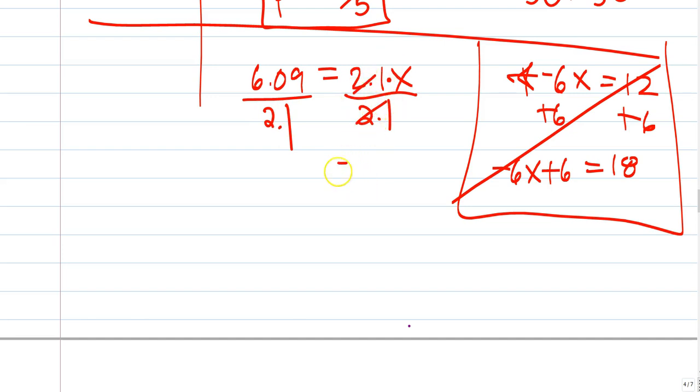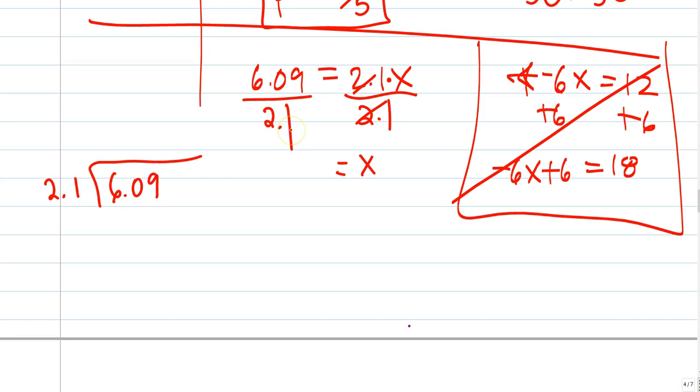They make 1x, or just x. 6.09 divided by 2.1 is not fun. So we take 6.09, we divide it by 2.1. You don't have to use this. Please feel free to use the technology.